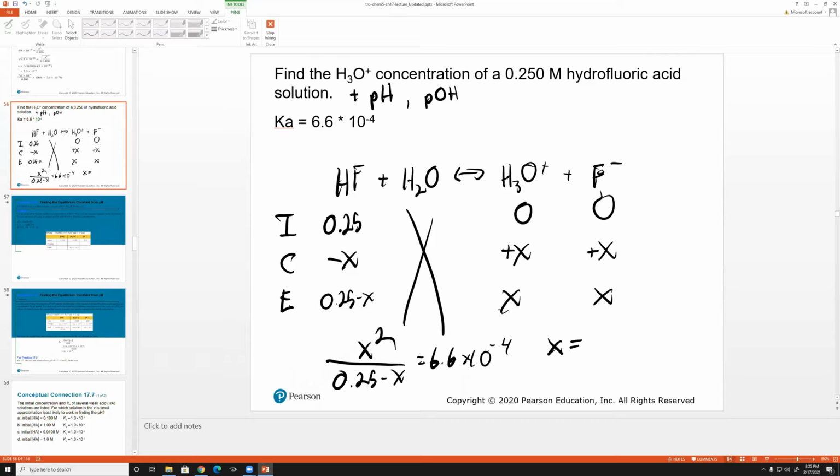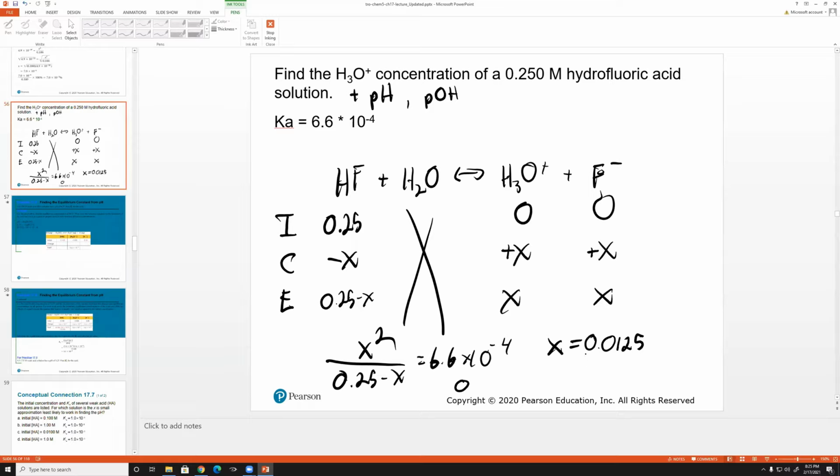Anybody? X equals 0.0125. 0.0125? Or negative 0.0131. Or well, it's not the negative one. It's the positive. Yeah. So 0.0125. Okay, good. All right.